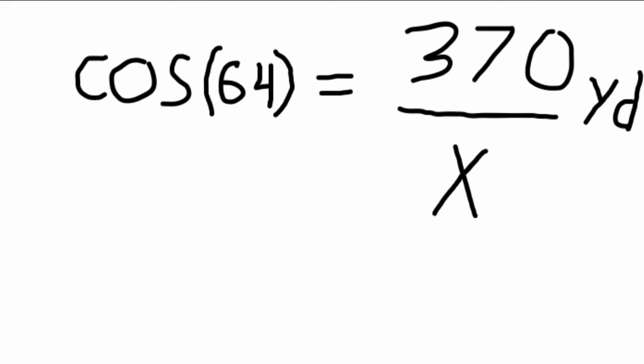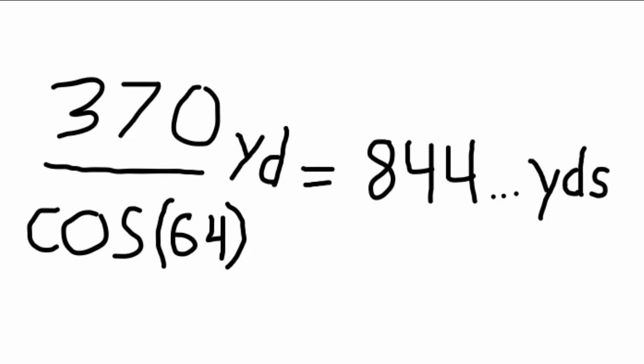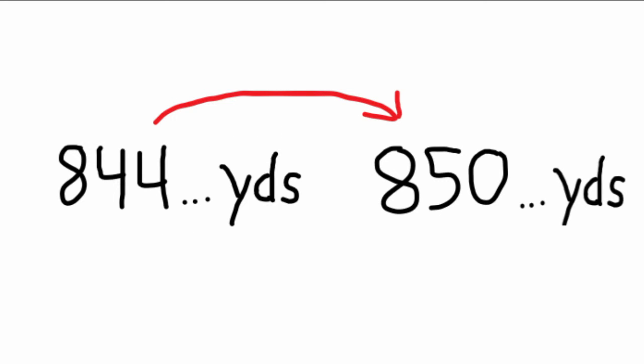And so to figure out the x, we set the cosine of 64 equal to 370 yards over the value of x, and we switched x and cosine around to solve for x, and it came out to be 844 yards. And we just couldn't believe it, but we rounded up to 850 yards. And that's quite a range for a bullet.